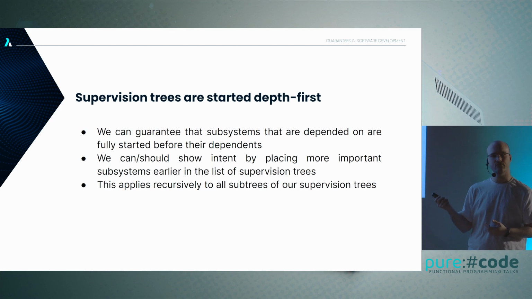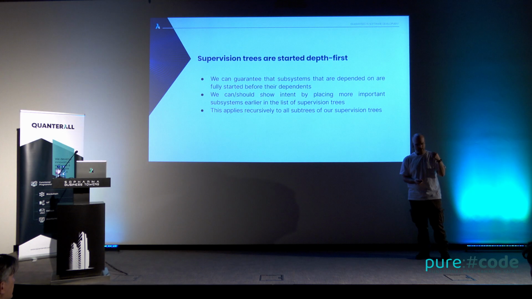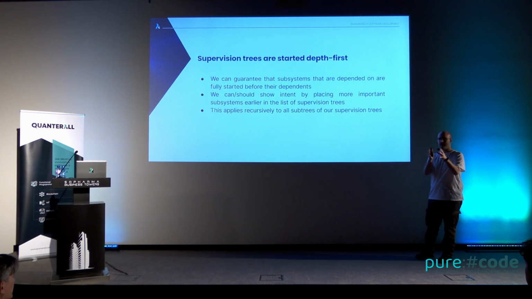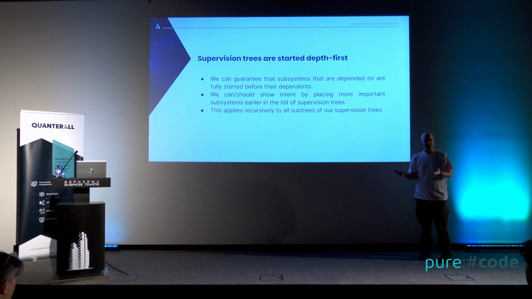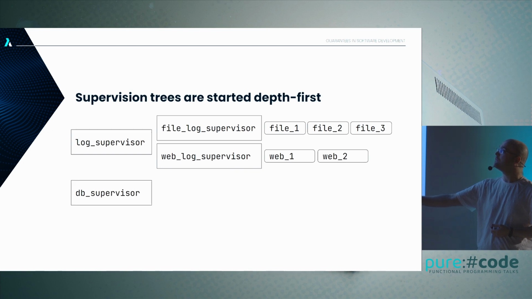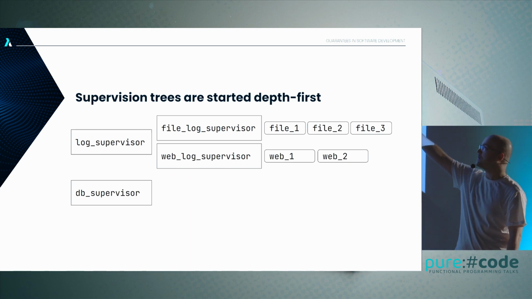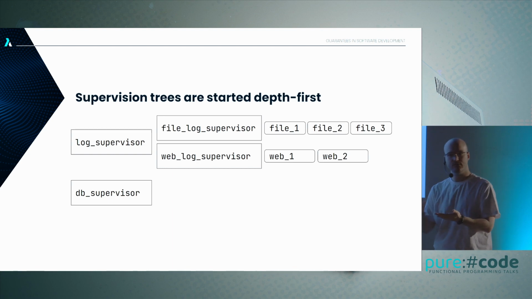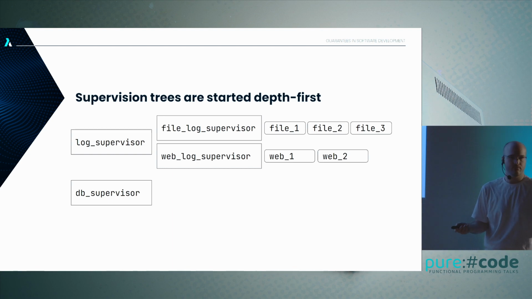Can someone tell me if this is transitive or not? Is it a transitive guarantee? When I provide someone with a supervision tree, am I going to get the same qualities back from this? It is, because recursively, if you go back to this supervision tree, all of it is trees. The log supervisor has 2 subtrees, and these are all started in sequence. So it is transitive in nature.